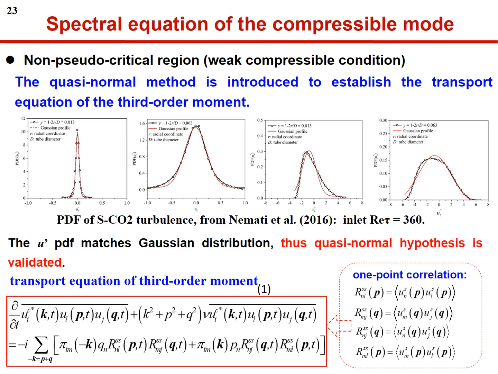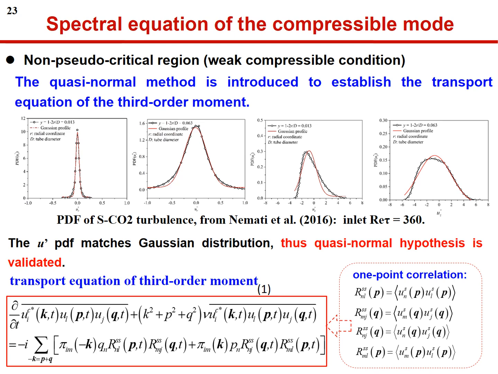First, we will analyze the spectral equation of the compressible mode in the non-pseudocritical region, which means a weak compressive condition. In order to close the fourth-order moment, here we introduce the quasi-normal hypothesis in statistical mathematics. The fourth-order moment could be expressed as the convolution of second-order moments. In fact, this hypothesis is acceptable if the probability density function of fluctuating velocity is similar to a Gaussian profile.